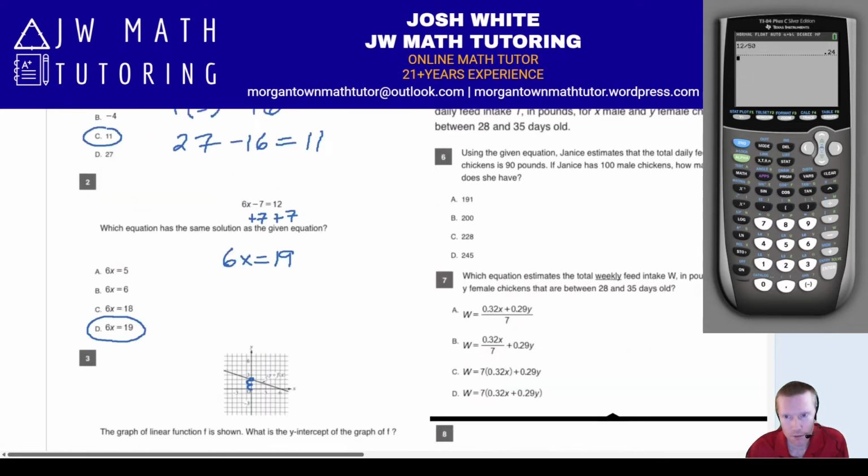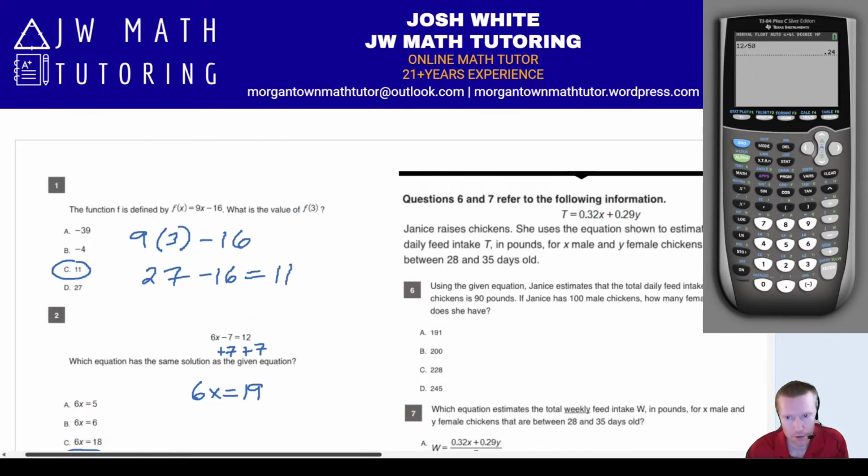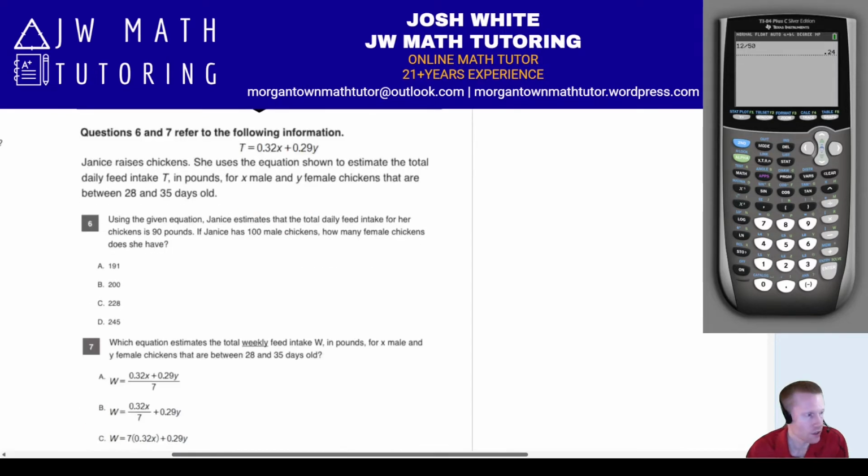Now, continuing, we move up to the right, the next column. Just slide across here for questions 6 and 7. So you're given this little description information here, and you're given an equation where T represents total food that these chickens eat, in pounds, and X is how many male chickens there are, Y is how many female chickens there are. Okay, so in problem number 6, you're given that there is 90 pounds of total food, total feed intake.